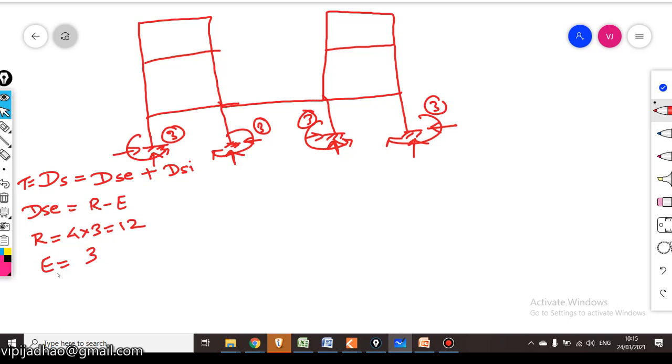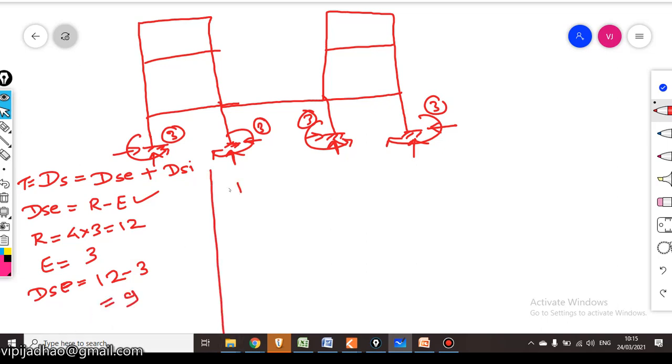That is, summation of forces in x direction equal to 0, summation of forces in y direction equal to 0, and summation of moment at any point equal to 0. Therefore this term dse will be equal to 12 minus 3, so this will be equal to 9. So dse is equal to 9.